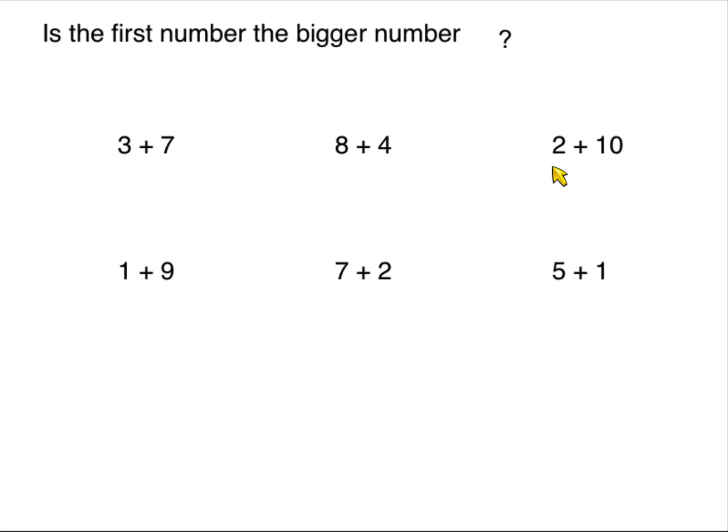8 plus 2, you're going to grab the 8. 2 plus 10, you're going to grab the 10. 1 plus 9, you're going to grab the 9. 7 plus 2, you're going to grab the 7. 5 plus 1, you're going to grab the 5. You don't want to go 1 plus 5. You want to go 5 plus 1.